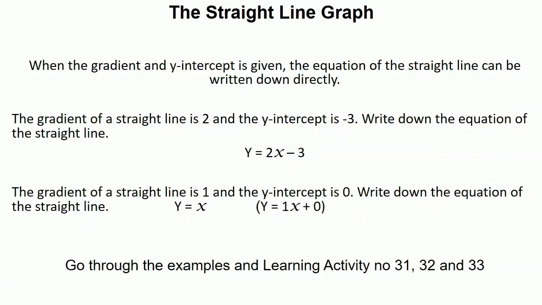If I say the gradient of a straight line is 1 and the y-intercept is 0, write down the equation of the straight line. Remember, if the y-intercept is 0, then you don't have to write the 0 there, although you can. y equals 1x plus 0. So we leave out the 0, and we also don't write the 1. So in this case, the answer is just y equals x. Can you see how we work with it? If the y-intercept is 0, we actually just leave it out.